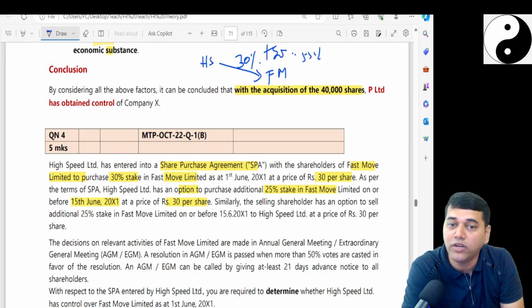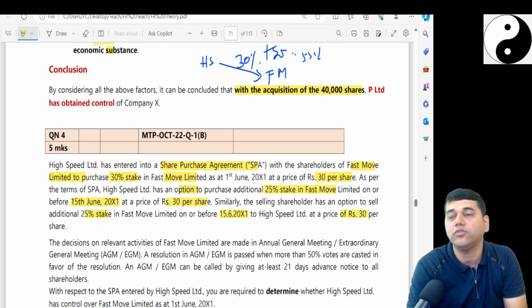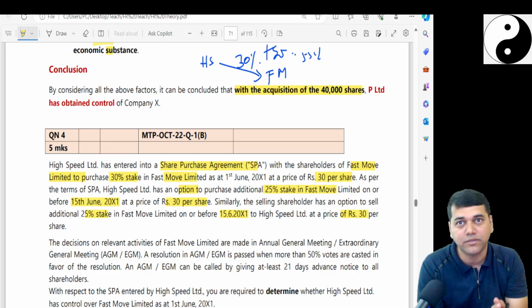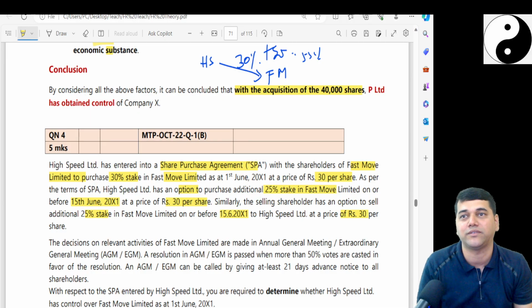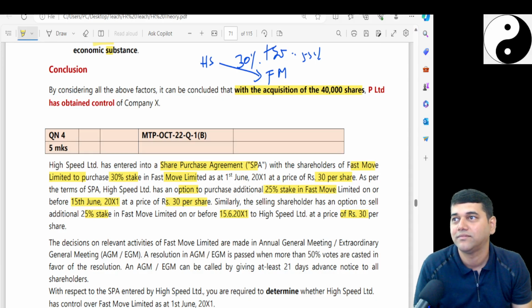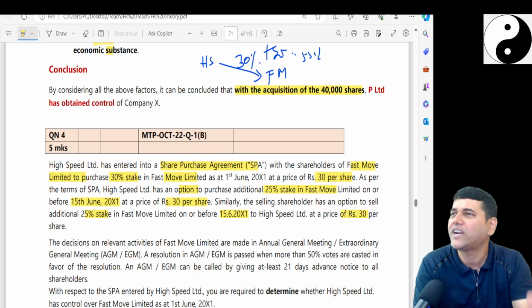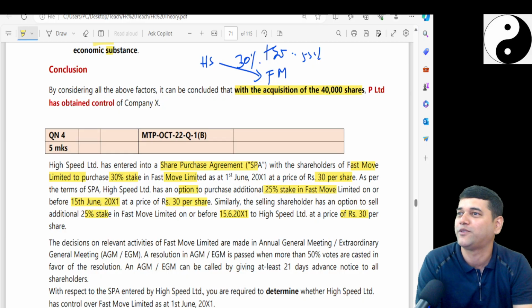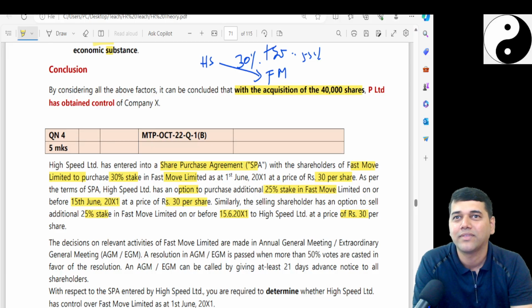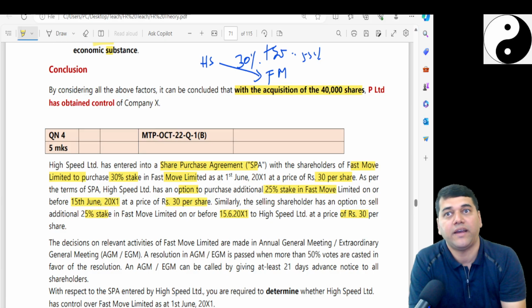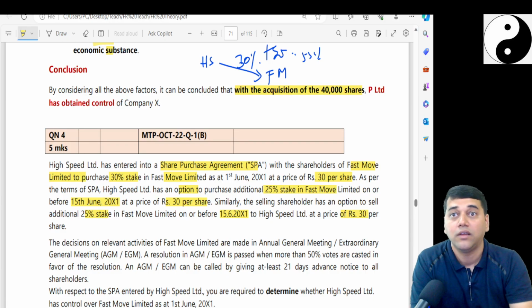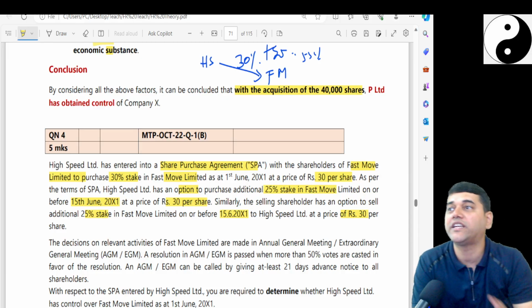Similarly, the selling shareholders also have an option to sell an additional stake of 25% on or before the 15th at a price of 30. So options are given to both. If I want, I can take 25%. If you want, you can sell it to me, 25%. One different, odd type of option. Both are option holders only. You may not want to sell, but if I exercise the option, you have to sell to me. Conversely, I will give you one written option.